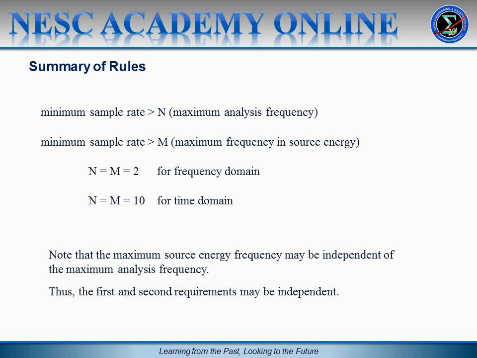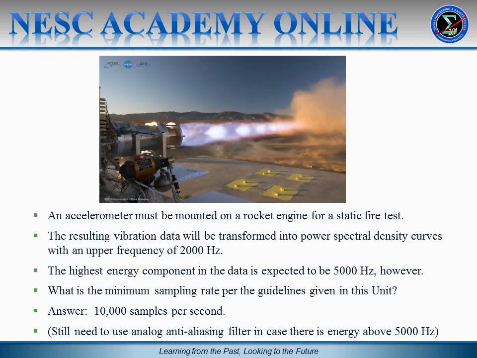Here's a summary of our two rules of thumb. The first one is that our minimum sample rate must be greater than n times the maximum analysis frequency. Then our second requirement is that the minimum sample rate must be greater than m times the maximum frequency present in the source energy. Now, for a frequency domain analysis, both n and m are equal to 2, and for a time domain analysis, both n and m are equal to 10. And it's important that we meet both requirements. And note that these two requirements are usually independent.